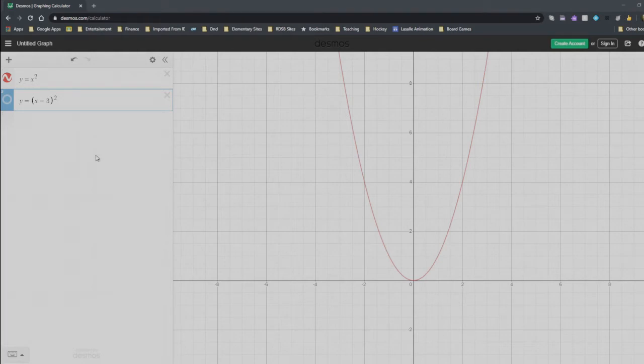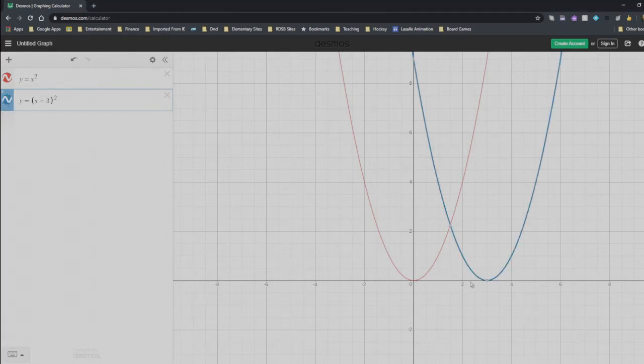So here's the problem. The problem is that most students will tell me that it's going to move left. Okay? And unfortunately, the parabola will not move left. The parabola is actually going to move right. So if I turn it on here, you'll see that the blue parabola has moved right.